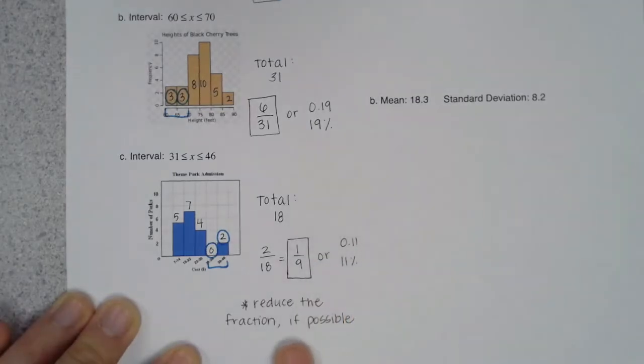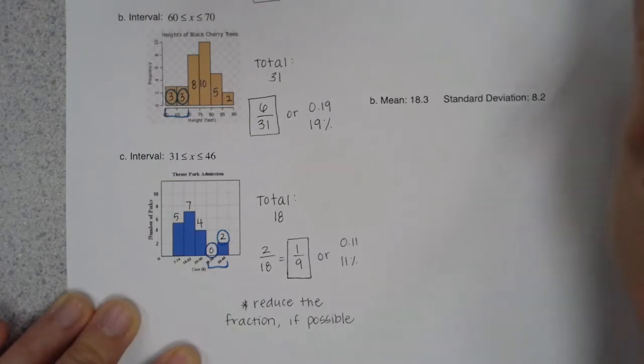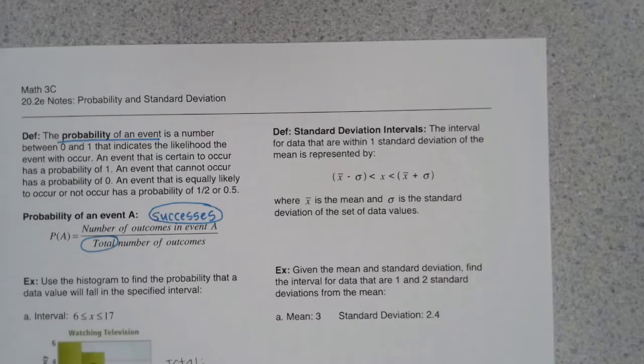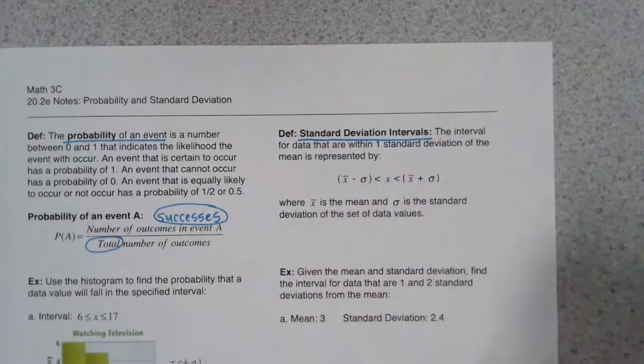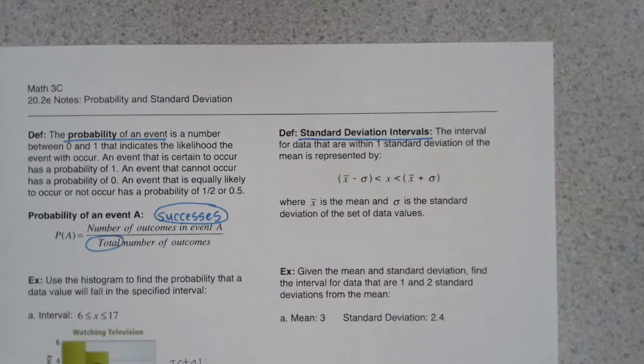And then just add a little note on your paper here that if the fraction can be reduced, you always want to reduce that fraction when possible. In addition to talking about the probability of events happening, we can also talk about their standard deviation intervals, and so this is a way of talking about how spread out the data are.